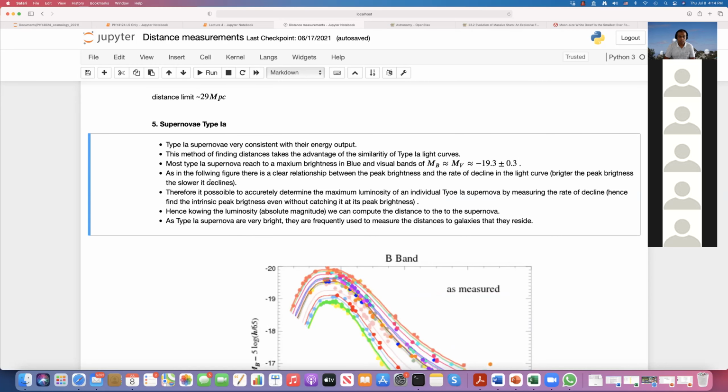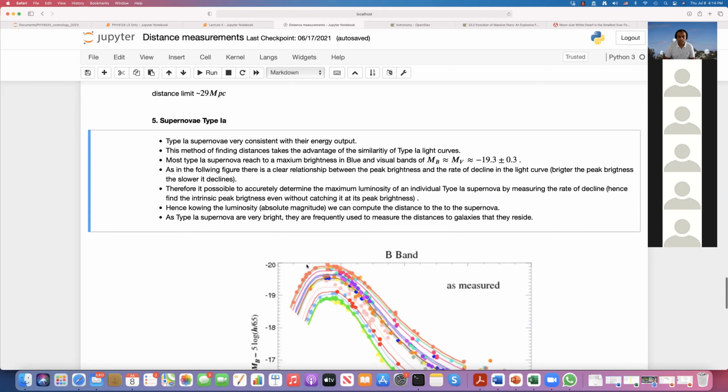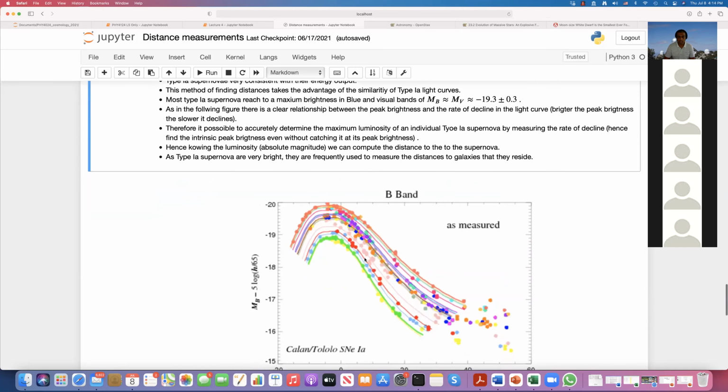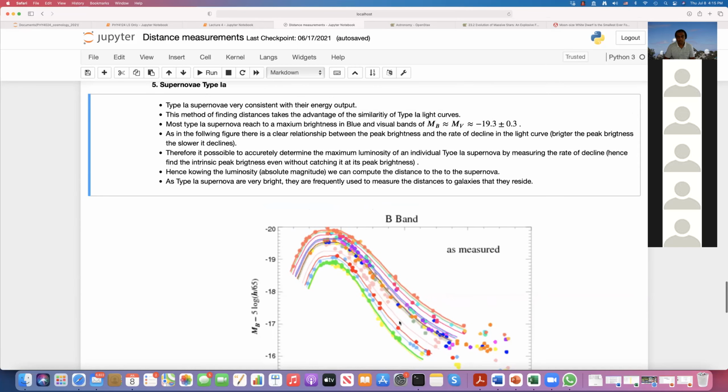As you see in the following figure right here, there is a clear relationship between the peak brightness and the rate of decline in the light curve, right? The brighter the peak brightness, the slower it declines. You can see that all of these curves have a peak, and when the peak is higher, it declines slowly, right? If the peak is lower, it declines faster. So there is a relationship like that, and using this information, you can measure the distance.